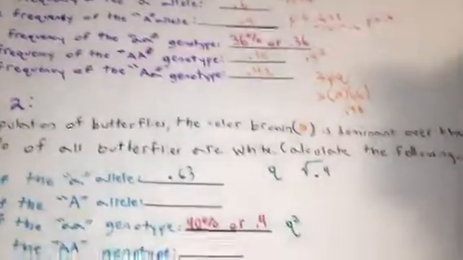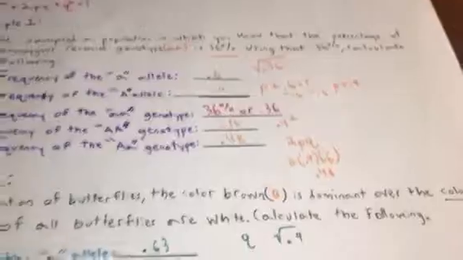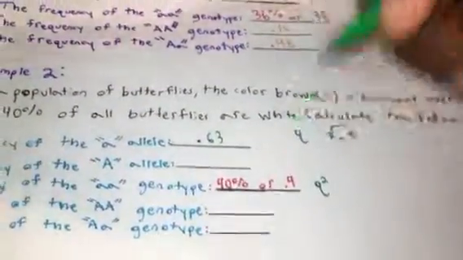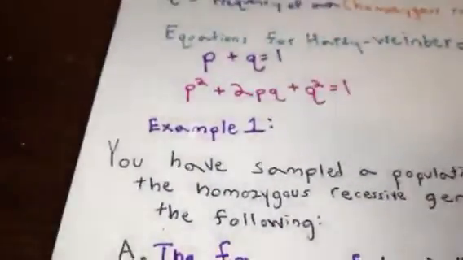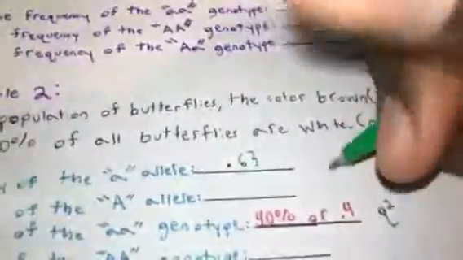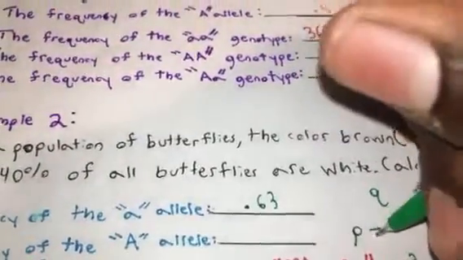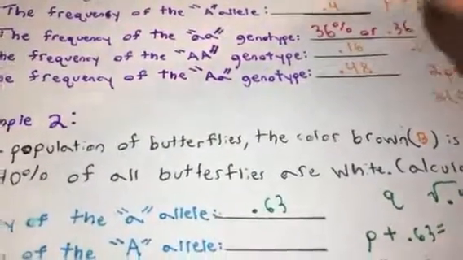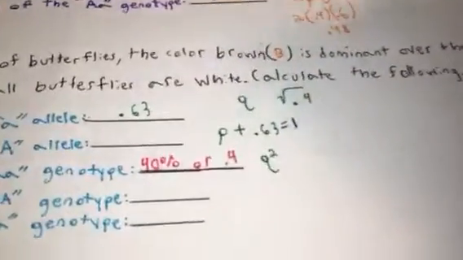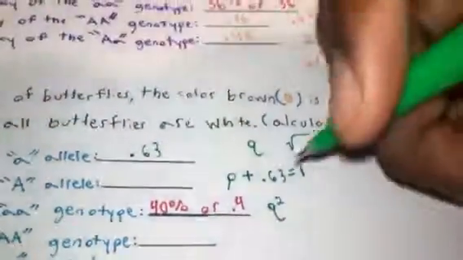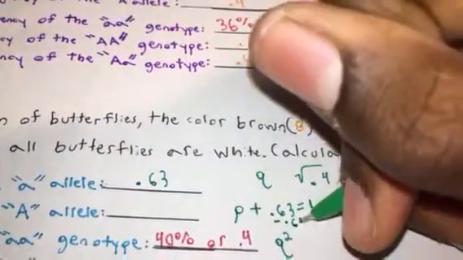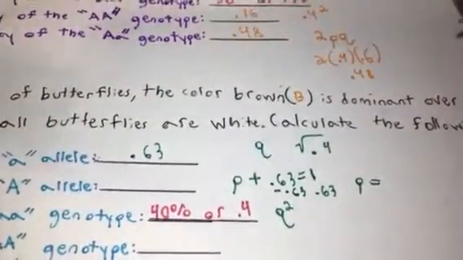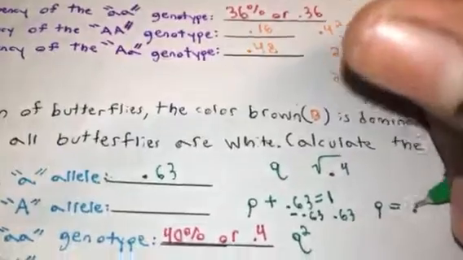So the next question is the frequency of the capitalized A allele, or the dominant allele. So you can use the same formula, P plus Q equals 1. So if we set it up, you know P plus Q equals 1. So you can plug in the 0.63. And then it's a simple algebra equation like before. So you subtract the 0.63 over, and you get P equals 0.37.